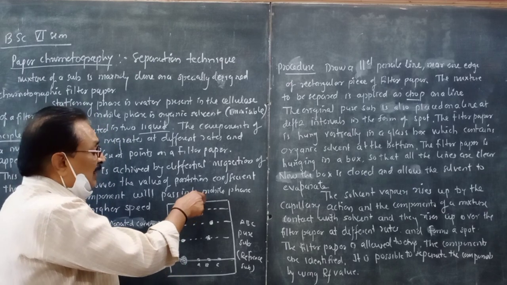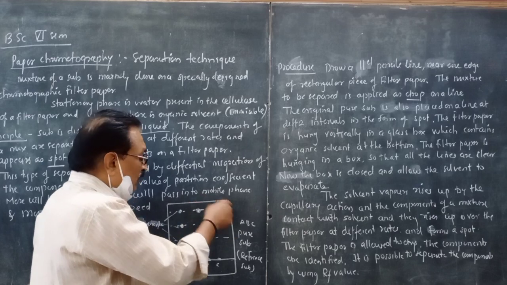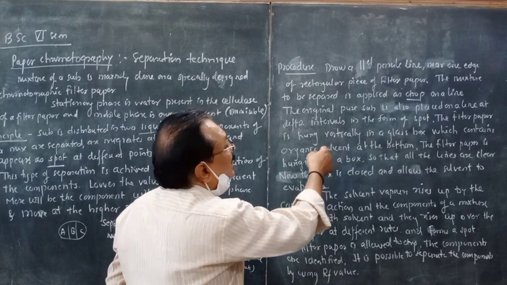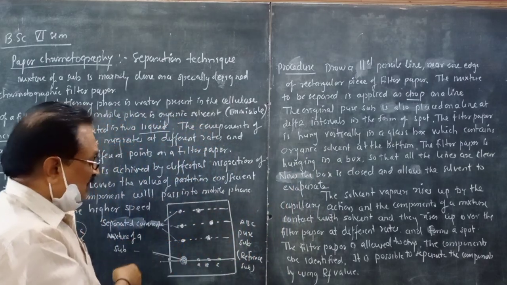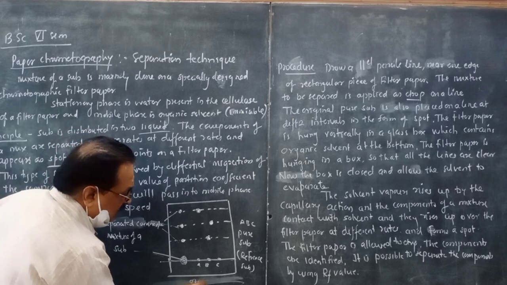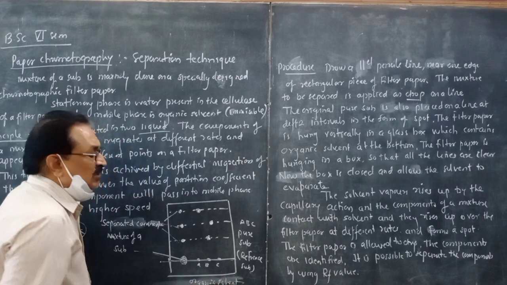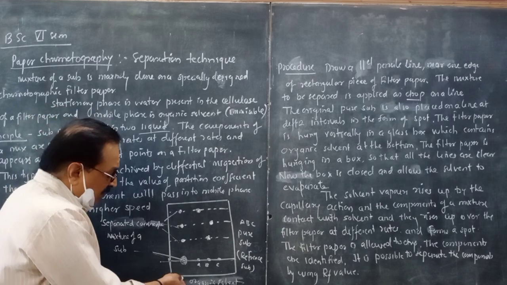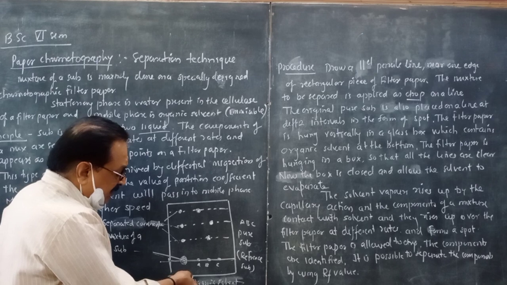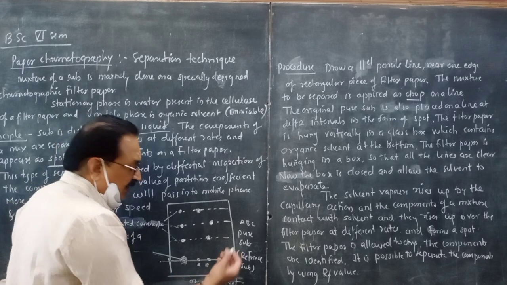Means in the glass, this chromatographic filter paper with this arrangement is allowed to hang vertically in a glass box. At the bottom, an organic solvent is placed. Here it is observed that the filter paper just touches the organic solvent.